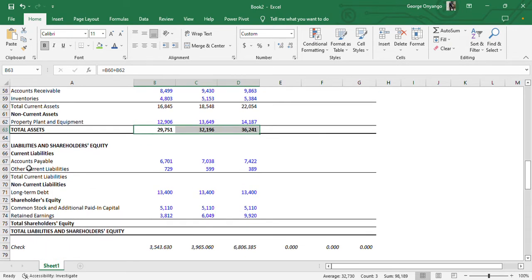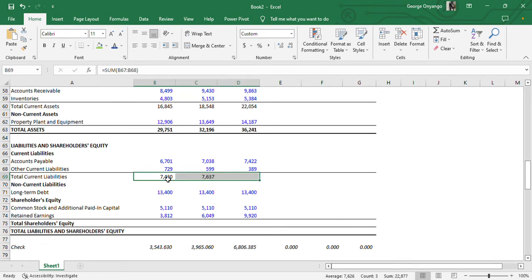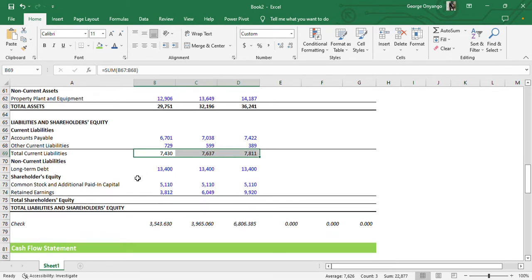Then the liability, we have the accounts payable. That information has been given. Then other current liabilities. So to get the total current liabilities, we are just going to do the sum. We fill right. Then we get the total current liabilities. Then we have the long-term debt, which has been the information given here, the past 2 years and the current year. The long-term debt is only 13,400. They have not been paying this money back, so it has not been reducing. I think they have only been paying the interest.